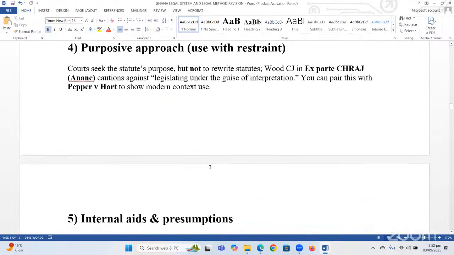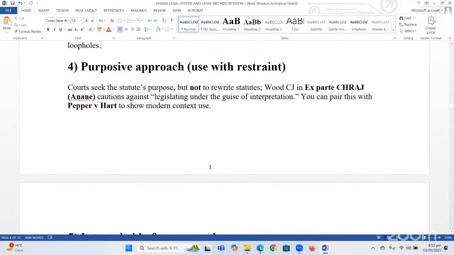Then the purposive rule, which has given rise to what we call the MOPA, which law students in the law school know so well, the modern objective purposive approach. Those of you who have done international law, when you were doing the Vienna Convention on the Law of Treaties, came across the teleological approach. The teleological approach is the same thing as what we call the purposive approach here. So here, the court seeks the statute's purpose. What purpose is the lawmaker trying to achieve by making this provision? The court will try to provide an interpretation which advances the purpose the lawmaker is trying to achieve rather than undermine it.